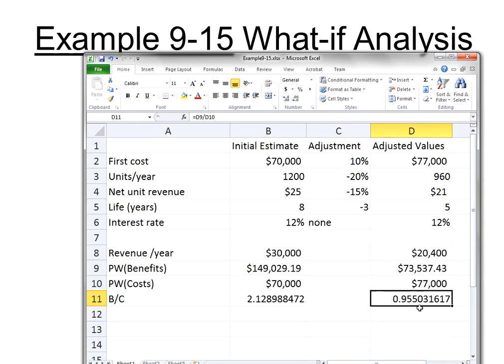So now when I divide benefit to cost, my ratio is less than 1. So this leads me to a different decision than this one. What this means is that if we did this what-if analysis and looked at what happens if we adjust the values, we would come to a different conclusion after adjusting the values. So that tells us that it's sensitive to the estimate errors. Alright, so this is an example of how we can do the analysis.